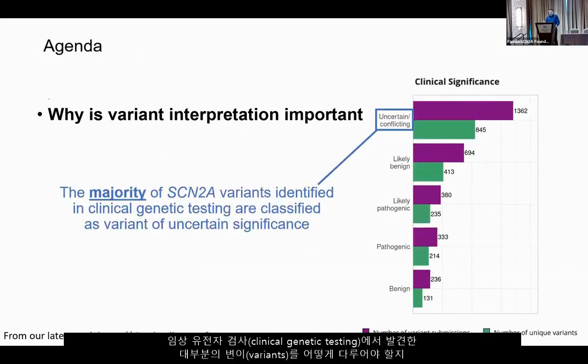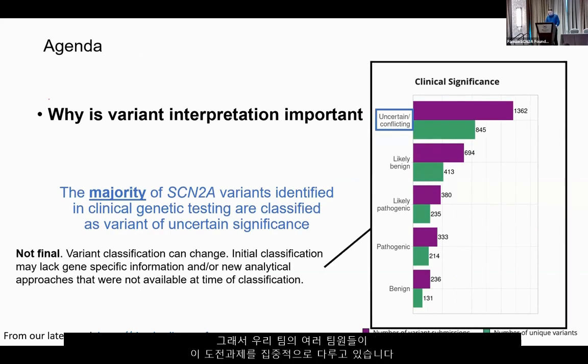So, why is variant interpretation important? Because for most of the variants which you identify in clinical genetic testing, no one knows what to do with them. This includes SCN2A. It's important to distinguish between the number of variants and the number of submissions, which people typically don't do if they look at these databases. If you look at the number of submissions, you will realize that even variants that have been seen before and submitted multiple times, people still don't know what to do with them.